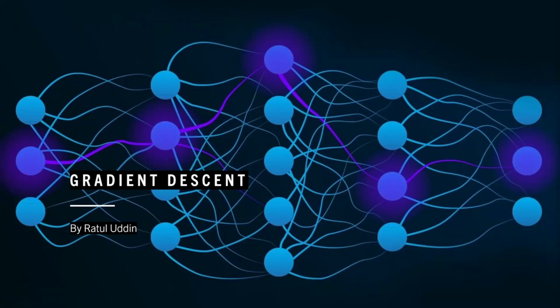All right, let's talk more about neural networks. My name is Rituddin, and today we are talking about gradient descent. This will be mostly based on 3Blue1Brown's video about gradient descent, so I'll be linking that down below. I'll be using many of his diagrams and pictures from his video as well, so his due credit will be down in the description.